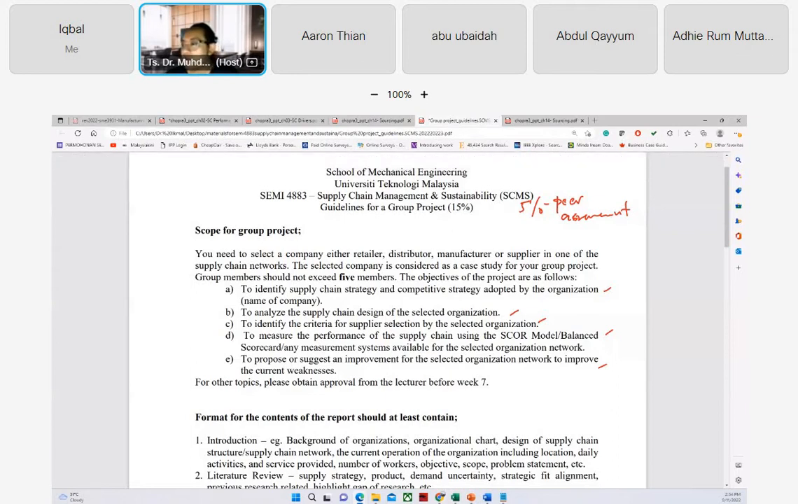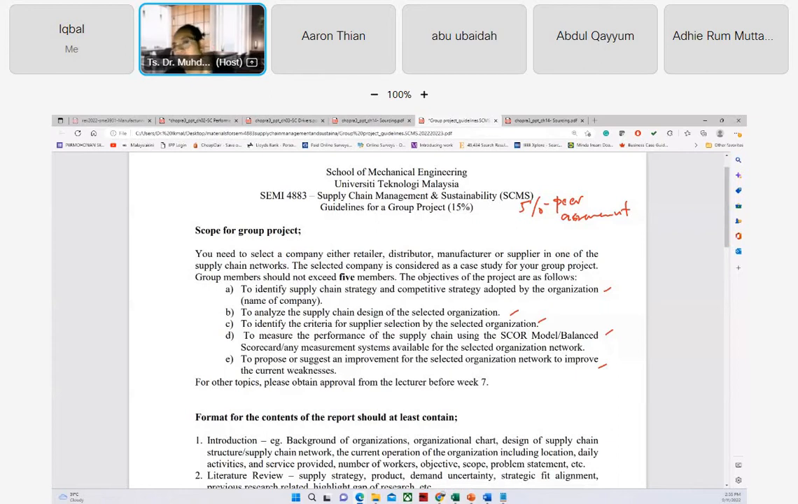Okay, so for example, A, to identify supply chain strategy and competitive strategy adopted by the organization, name of the company, right? So you have to come with the name of a company. It's a real company, don't make up the company. So it's a real company. Okay, I need a real company, but don't go for a big company.